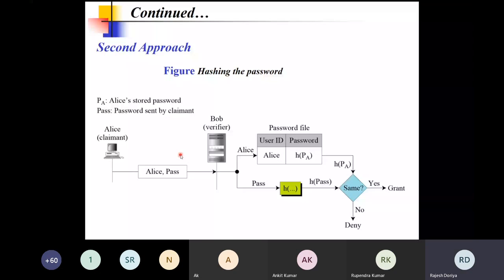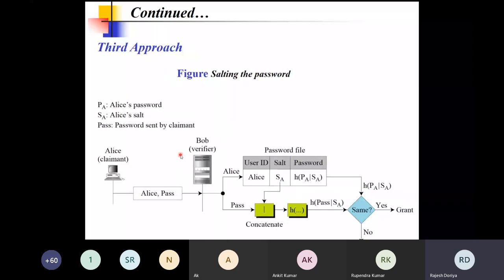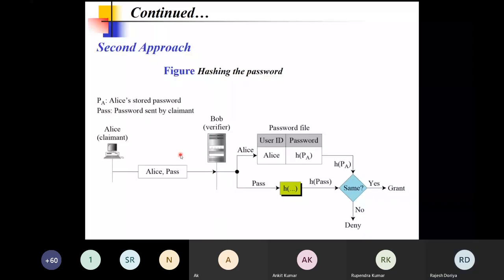Now this is the third approach. In the second approach, however, the attacker or the adversary may try dictionary attacks, where the adversary tries all the possible options, or the whole key space is explored in order to find out the password.